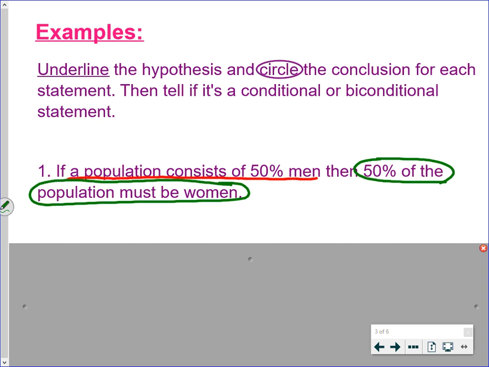Now, we have to decide, is this conditional or biconditional? Well, I see if, I see then. I know those are part of conditional. For biconditional, I have to have if and only if. That is not here in this one, so this is a conditional statement. Conditional statement. All right, let's look at the next one.